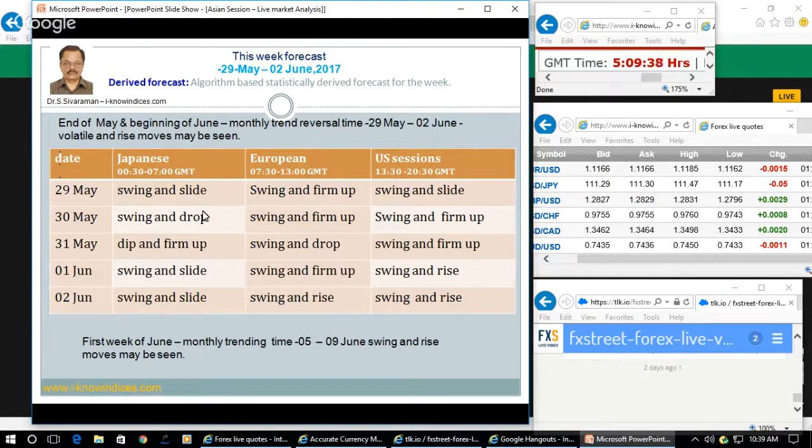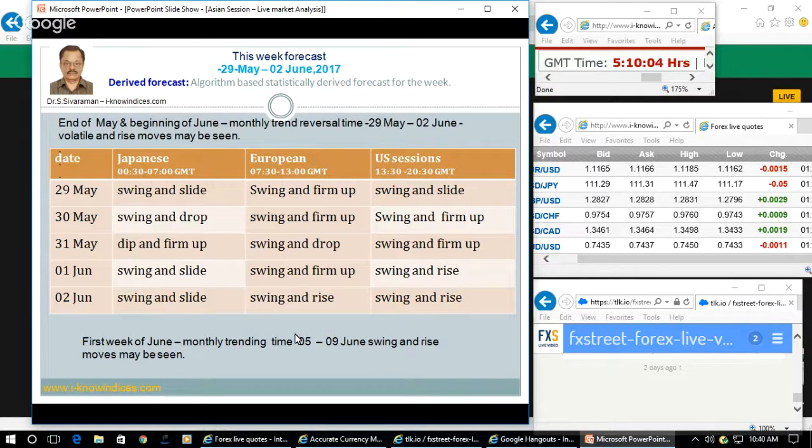But with the split up and the session-wise forecast, I'll give it during that particular time. Instead of 5th, I will come on 6th and give you the forecast for the next week. So understand the players are here to trap the traders. So we should not get trapped.